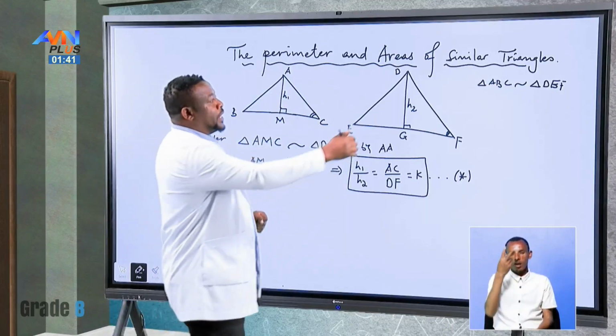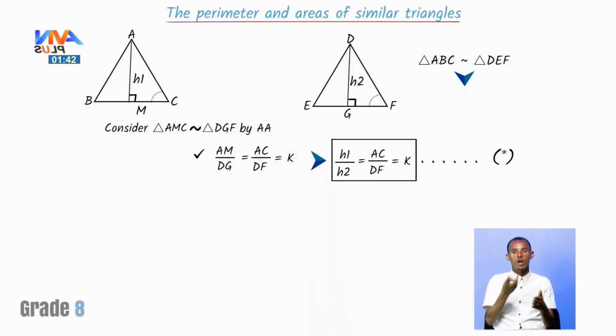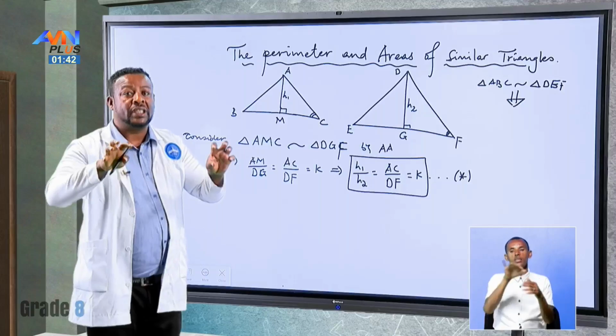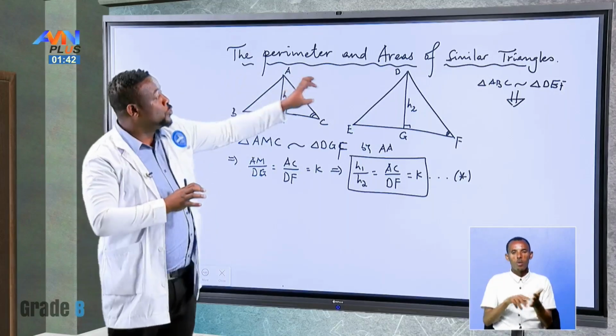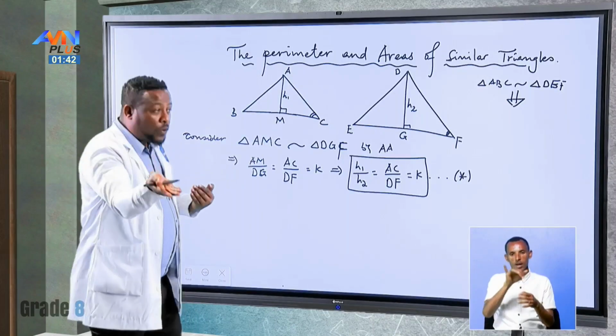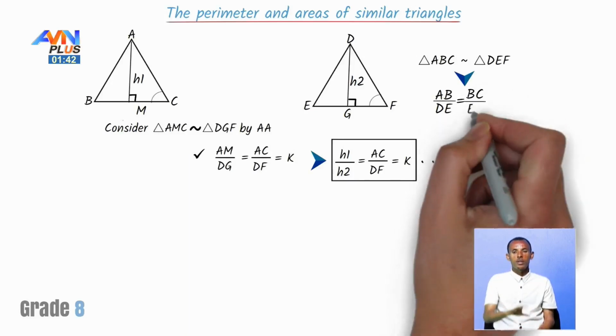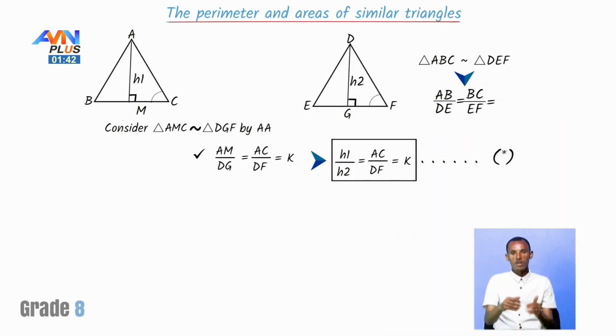We are assuming that the two triangles are similar. That is the initial point that we have. If these two are similar, by default, you can have AB over DE is the same as BC over EF. This is the same as AC over DF. These are all the same, and their constant of proportionality is K.